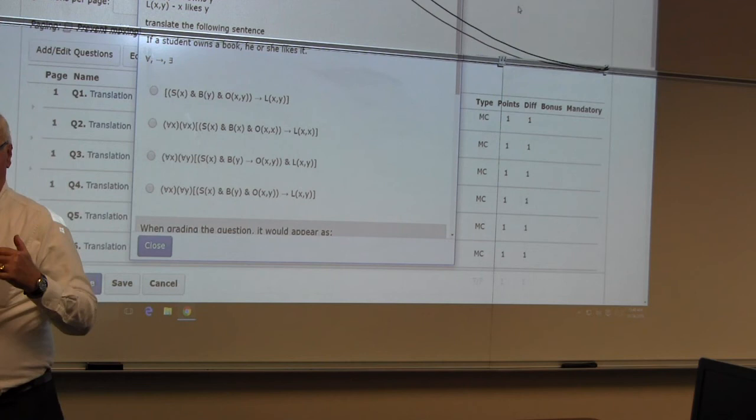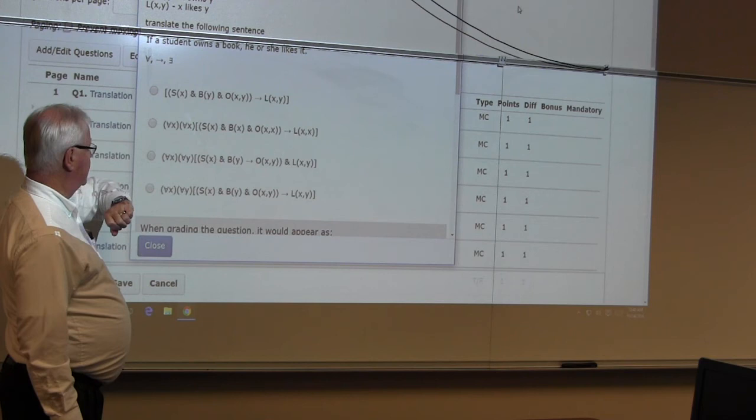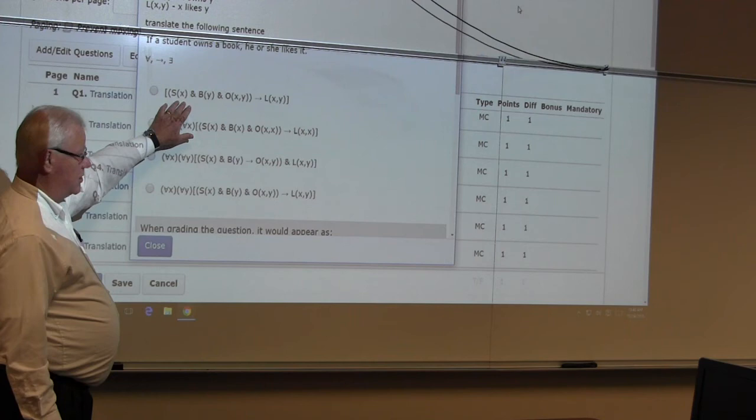When you're putting a law about all students, you're just making a statement that if a student owns a book, he or she likes it, we're really saying that's true for any student, or we're asserting that it does. Okay? So this is a for all situation. This one, we forgot to set up the for all or there exists, so that's not a good one.